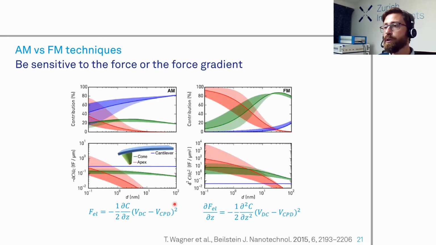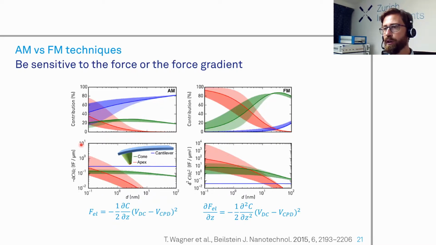And so let's look at, again, a very nice paper, from Tino Wagner. We plot basically the force and the force gradient. So basically the AM mode will be sensitive to the force and the FM mode is sensitive to the force gradient. Both of them have this parabolic behavior on the bias voltage, but one is sensitive to the capacitive gradient and the other one to the second derivative of the capacitive gradient.